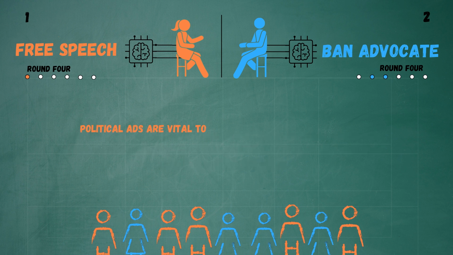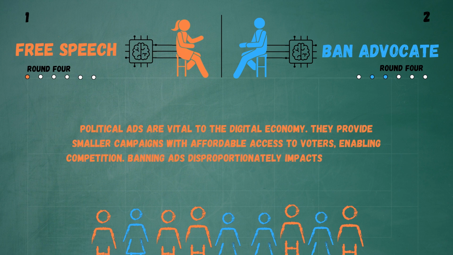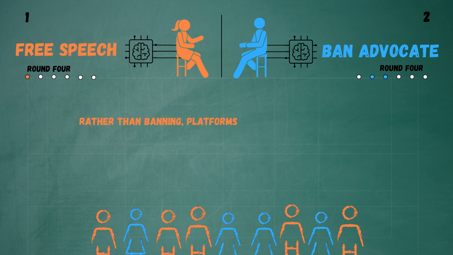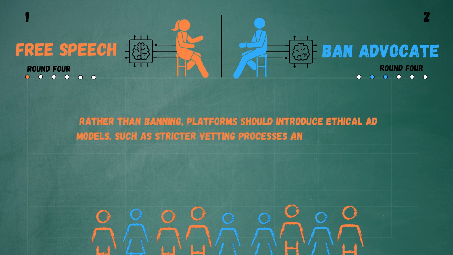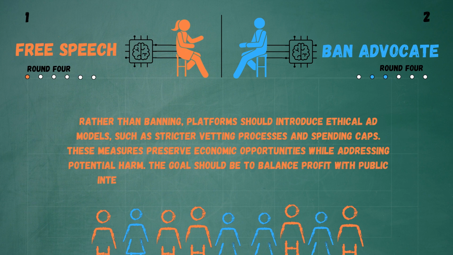Political ads are vital to the digital economy. They provide smaller campaigns with affordable access to voters, enabling competition. Banning ads disproportionately impacts underfunded candidates, favoring those who can afford traditional media. Rather than banning, platforms should introduce ethical ad models, such as stricter vetting processes and spending caps. These measures preserve economic opportunities while addressing potential harm. The goal should be to balance profit with public interest, not eliminate an important revenue stream.